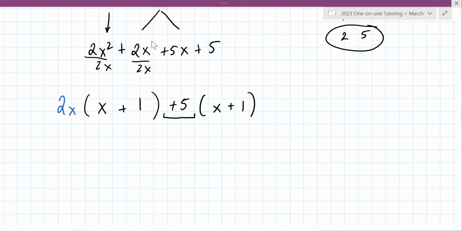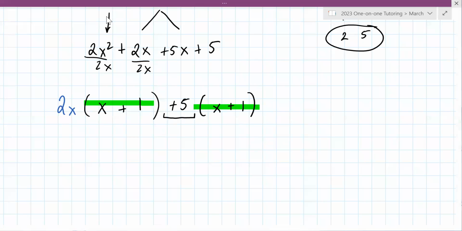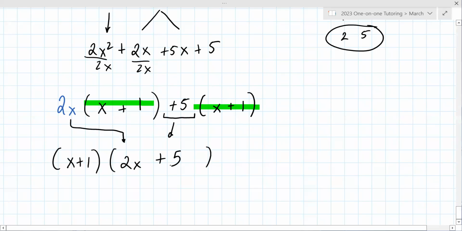Okay. All right. Now, this is the last step. It's maybe equally unclear that this can happen, but because x plus 1 is the same in both, you factor that out. And then what's left over, the 2x plus the 5, go in parentheses. Yeah, there's a lot of steps. Would you like us to do another one? Yeah. All right. Let me grab one here.